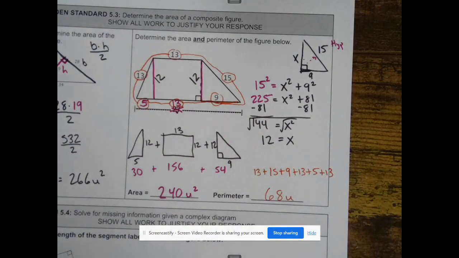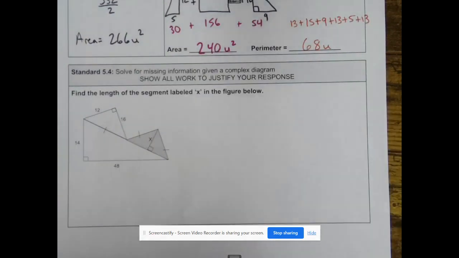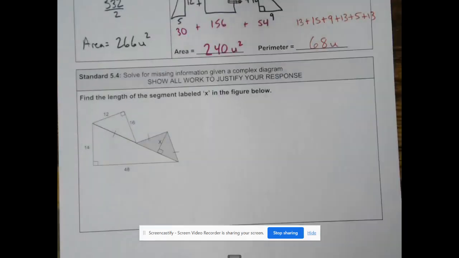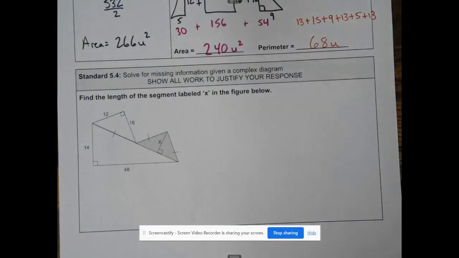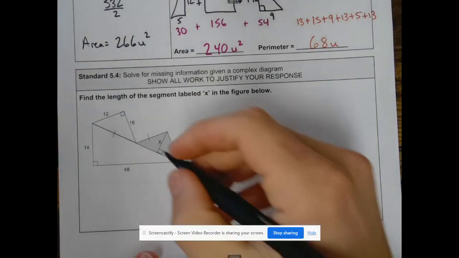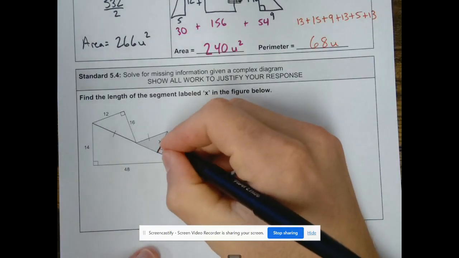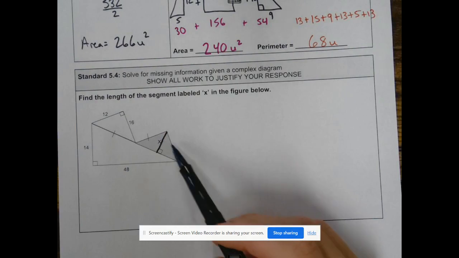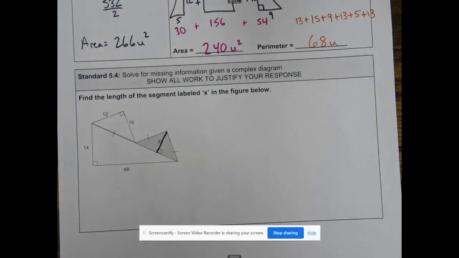All right, that is Golden Standard 5.3. Let's move down to Standard 5.4. Now, these look complicated, but really what's going on here is you just need to use your understanding of triangles, triangle area, and Pythagorean to pull them apart, to solve for what you can. Ultimately, it looks like our goal is to figure out the length of that segment right there. There are no numbers anywhere in that triangle, so I have to work my way there.